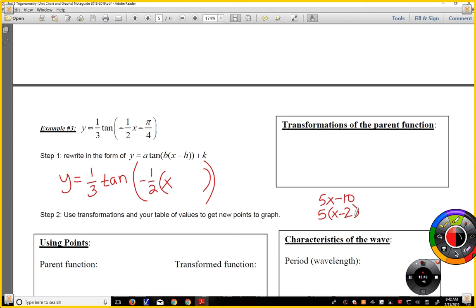X minus 2, right? Okay. So think about what you really did to get x minus 2. You had 5x minus 10, you factored out a 5. What you're writing is 5 times what's left when those terms were divided by 5. So 5x divided by 5 left us with x. Negative 10 divided by 5 left us with negative 2.